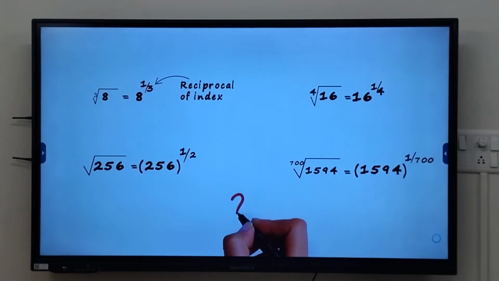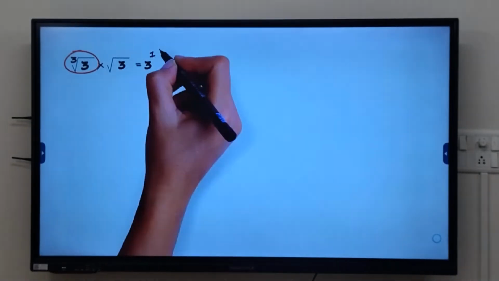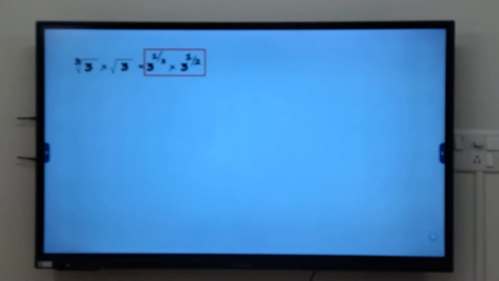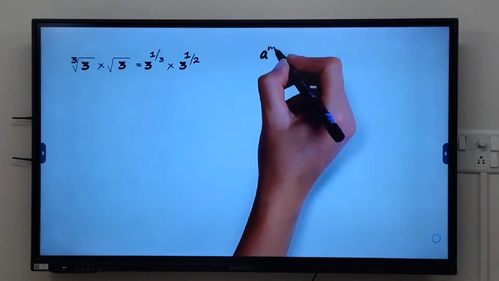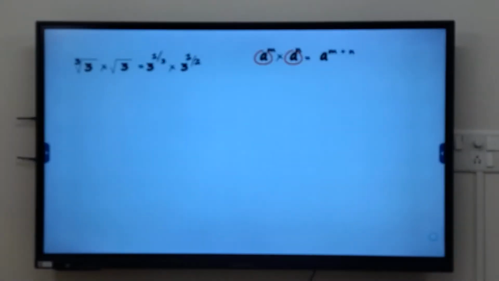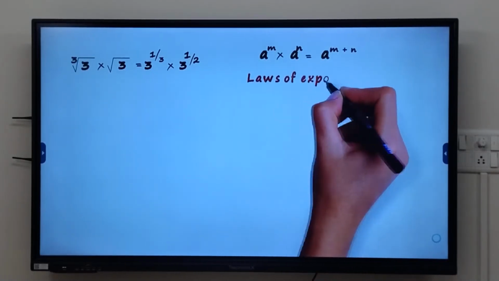How does this notation help us? Of course, we eliminated the radical sign, but there are plenty more reasons why this notation can really help us. Try solving cube root of 3 multiplied by square root of 3. You would be slightly confused, but let's write it as 3 raised to 1 by 3 multiplied by 3 raised to 1 by 2. This looks comparatively simpler. We know that a raised to m multiplied by a raised to n equals a raised to m plus n, same base. Writing it this way makes it easier to use the laws of exponents.